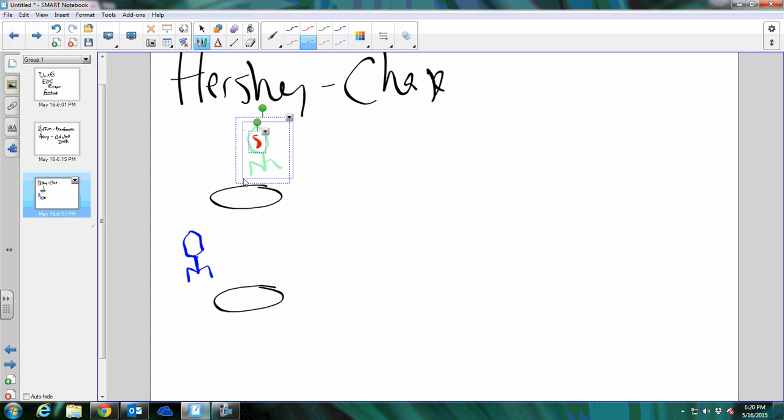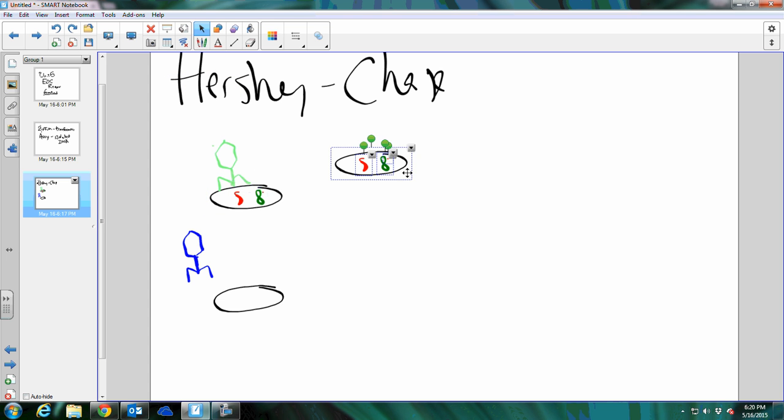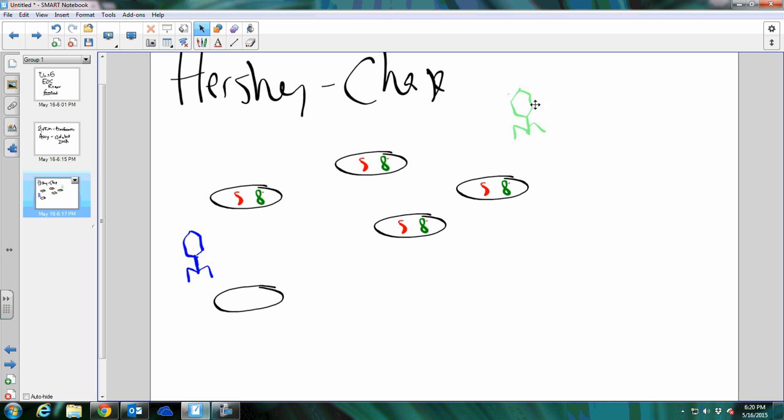When these bacteriophages infected the bacteria, they injected their DNA into the bacterial cell, and through subsequent generations, what they found is that none of the radioactive sulfur was found in the subsequent generations. They just kept getting bacteria that look like this, normal bacteria. And so the radioactive protein stayed with that original bacteriophage.